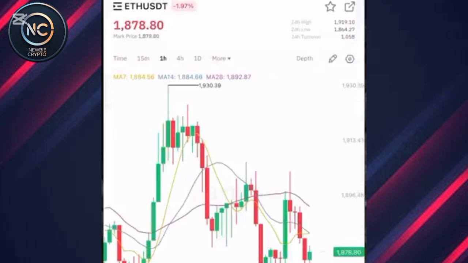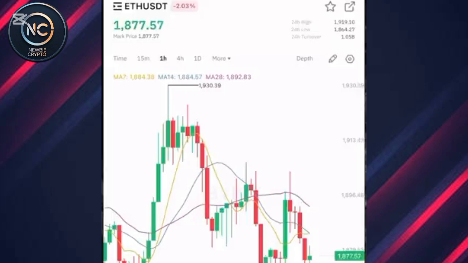Now, the next thing you need to take note of is at the right side of the screen where the arrow is pointing to, you can see some figures here. You have 24-hour high, you have 24-hour low, and you have 24-hour turnover. Now, 24-hour high and 24-hour low show you the highest price and the lowest price that this crypto or this market pair has gotten to in the last 24 hours. This means that in the last 24 hours, ETH has gotten to as high as 1,919 USDT, while the lowest price it has gotten to in the last 24 hours is 1,864 USDT. That's the meaning of the 24H high and 24H low.